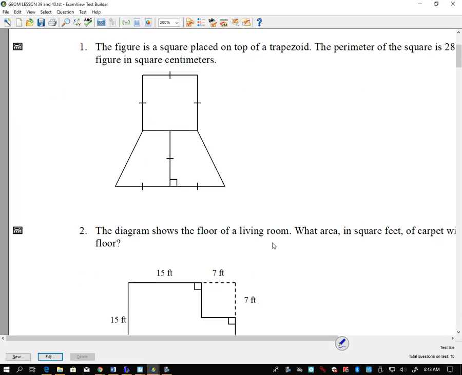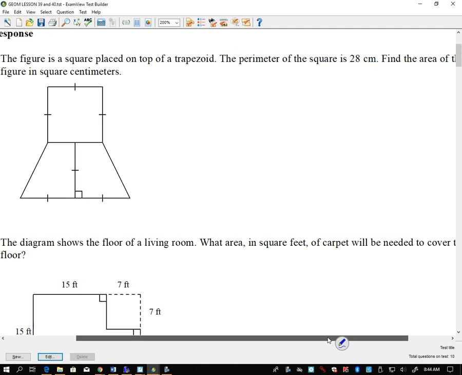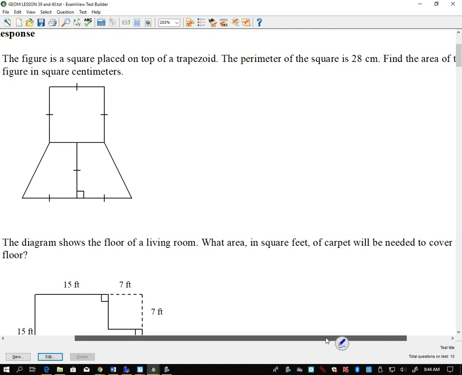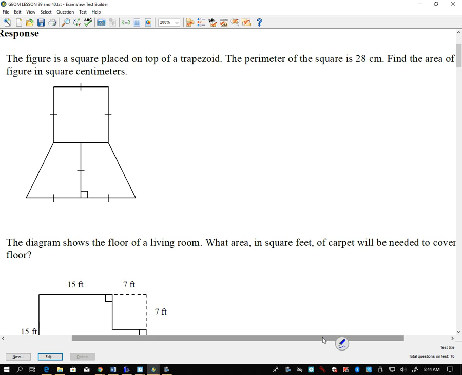All right, so here some of these are already broken apart for you. It says the figure is a square placed on top of a trapezoid. The perimeter of the square is 28 centimeters. Find the area of the figure in square centimeters.